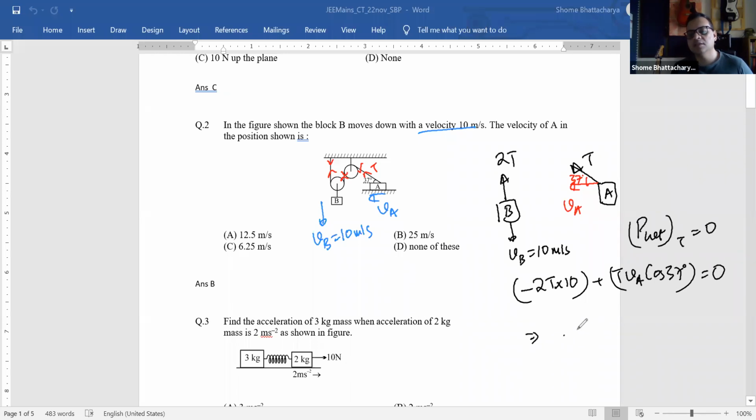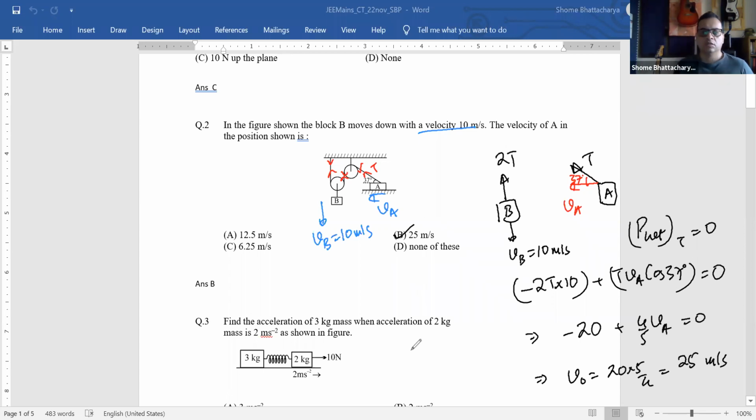So this is telling you that minus 20 plus cos 37, which is 4 by 5, VA is equal to 0. So VA should be equal to 20 into 5 by 4. So it should be equal to 25 meters per second. So hence the answer is B. This is one of those tricky types of questions which becomes very easy if you know how to use the virtual power method. It's very complicated if you use calculus.